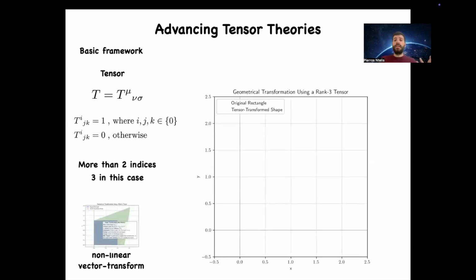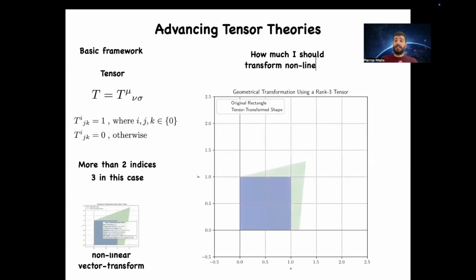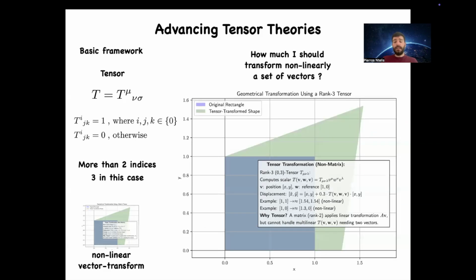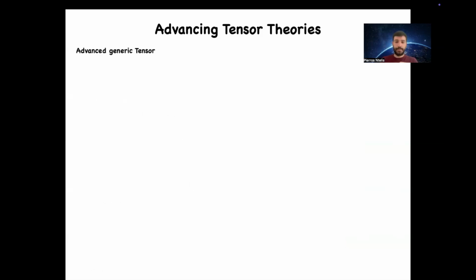Now, a tensor will answer the question how much I should transform non-linearly a set of vectors. For example, I start with a blue rectangle and now it doesn't become a linear shape, but it becomes a non-linear new shape, which is this green transformed shape. And to do that, I need to play with tensors. And you see here, there is a lot of mathematics happening behind in order to describe the transformation from the blue rectangle into the green tensor-transformed shape.